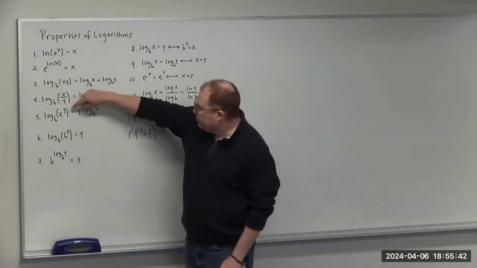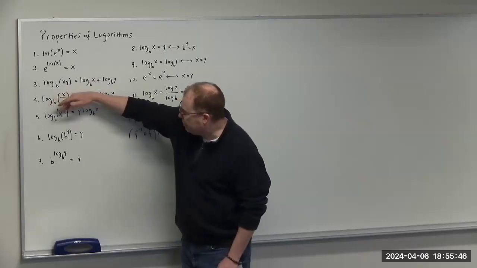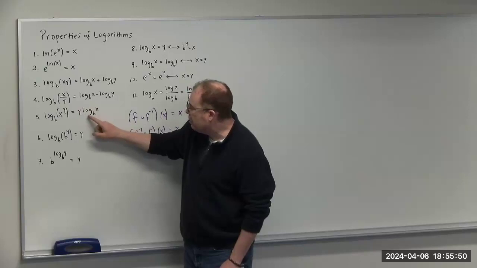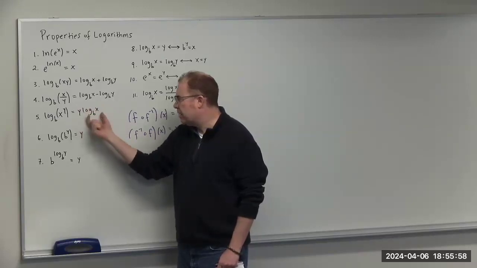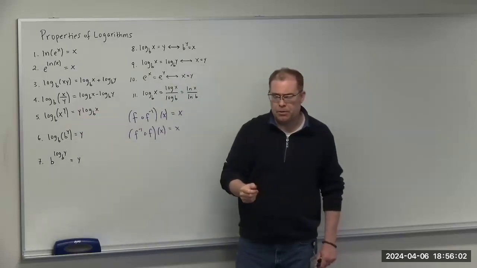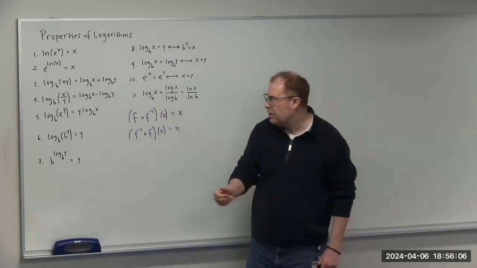The fifth one says that you can bring the y down in front of the log. You bring that down, and it's y times log of x base b. So you're left with this, and y is just getting multiplied. y here is acting as a coefficient. For example, coefficient meaning like if you have 4 times x, 4 being the coefficient.